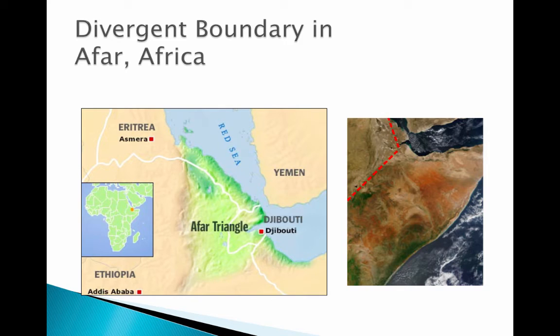Now, this is not in your book. I'm not going to have this on the quiz, but this is just to kind of show you the impact that plate tectonics have on our ecosystem. There is a divergent boundary in a place called Afar, Africa, and you can see where it is right here. You've got Yemen. You've got the Red Sea right there, and probably one of my favorite places to stay in Africa, Djibouti, is a place called the Afar Triangle. It's where three plates touch, and they're all moving away from each other.